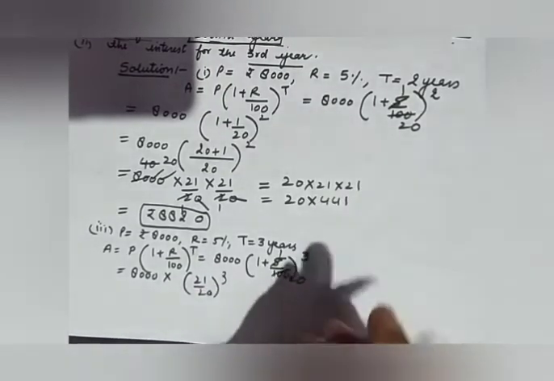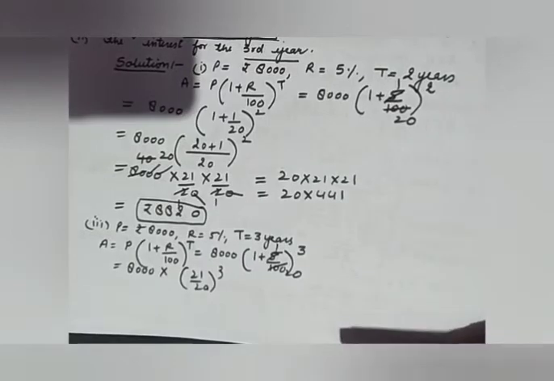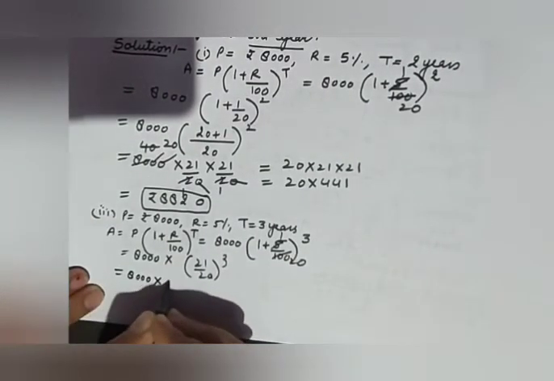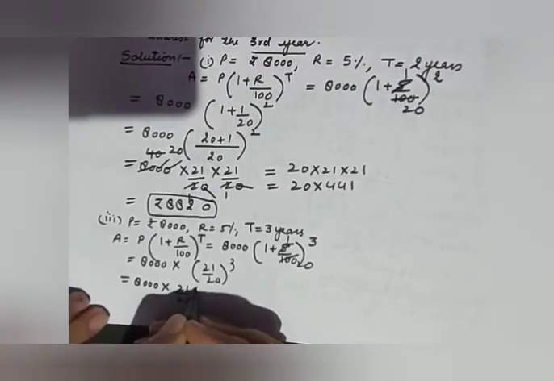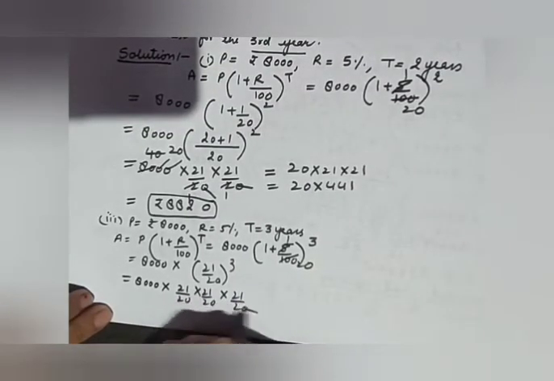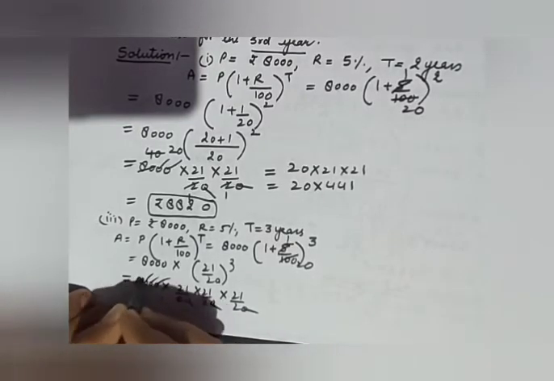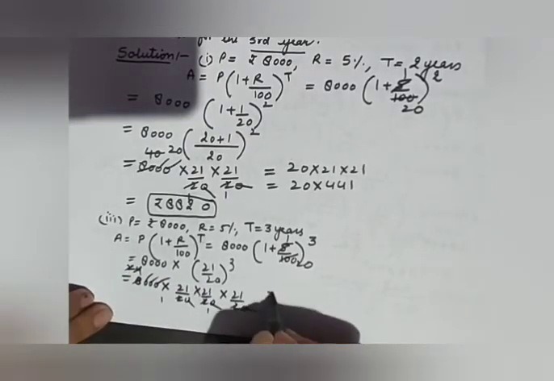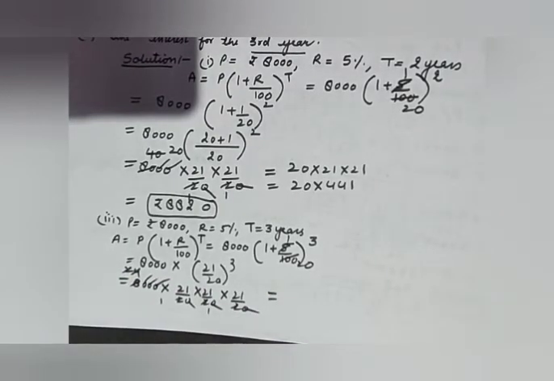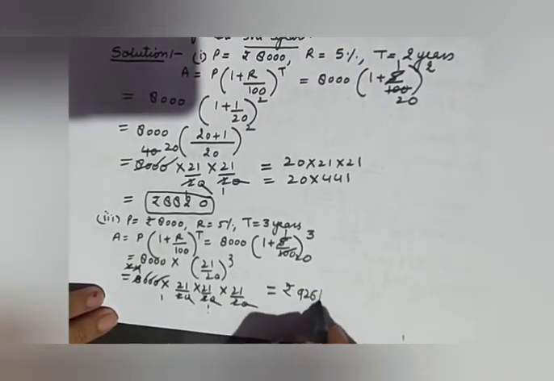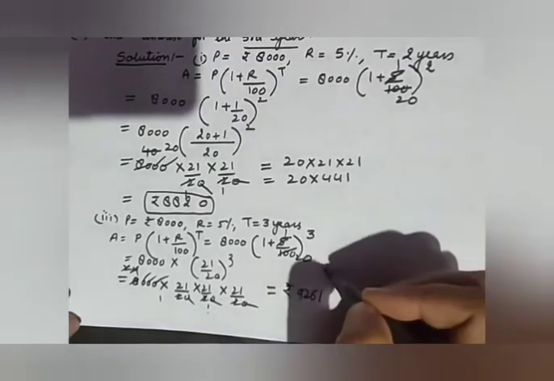So it will be how much? It will be 8,000 into 21 by 20 into 21 by 20 into 21 by 20. So this 0 and this 0 cancel, 2 ones 2, 2 fours 20, and this 2 will be cancelled. So 21 into 21 into 21 will be how much? It will be rupees 9,261.